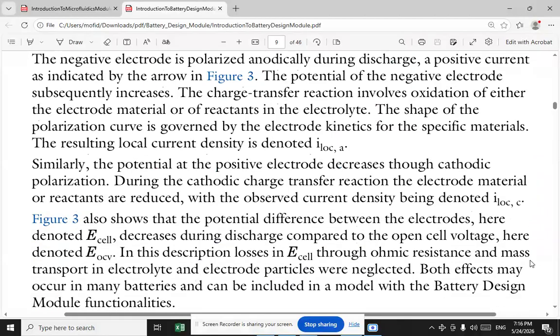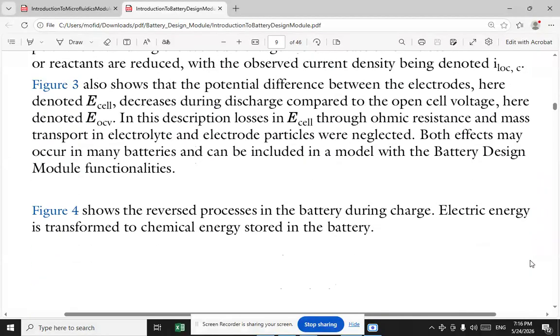Similarly, the potential at the positive electrode decreases through cathodic polarization during the cathodic charge transfer reaction. The electrode material or reactants are reduced, with the observed current density being denoted. Figure 3 also shows that the potential difference between the electrodes, here denoted E_cell, decreases during discharge compared to the open cell voltage, here denoted E_OCV.